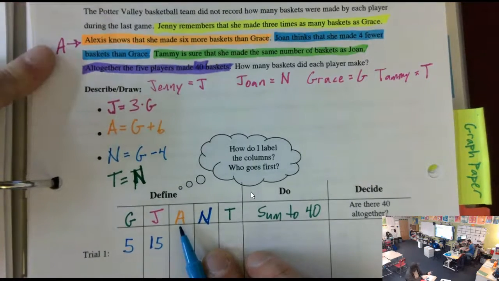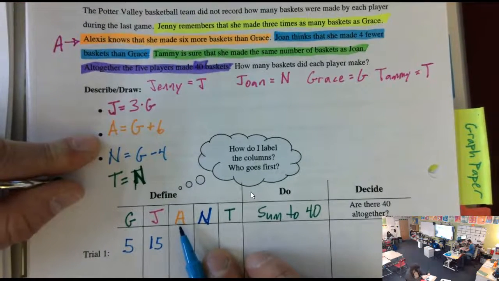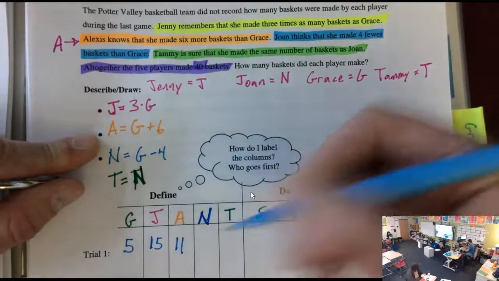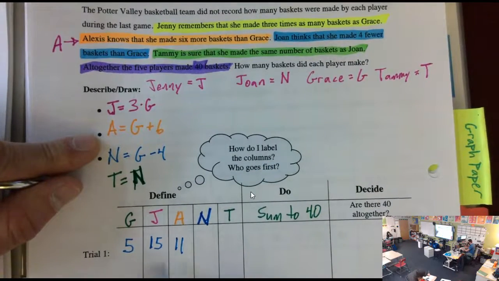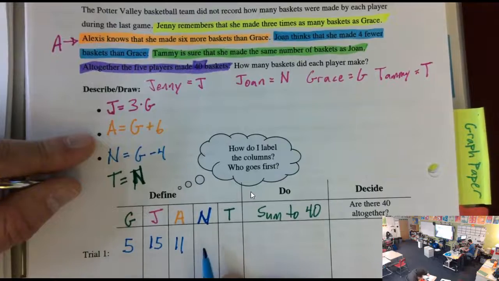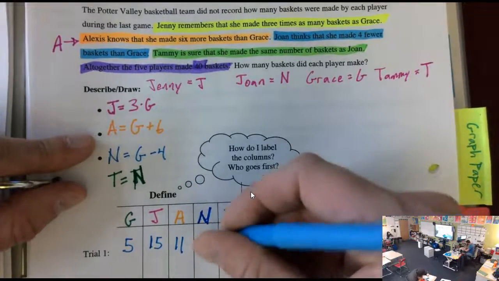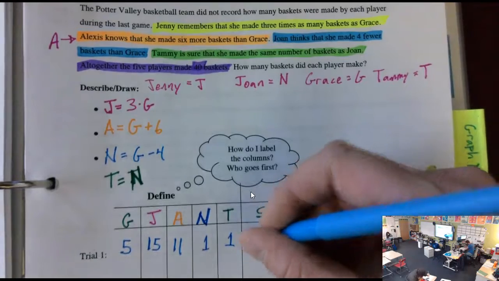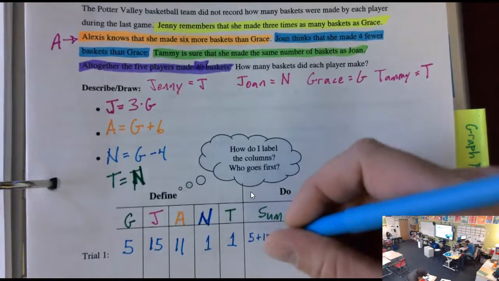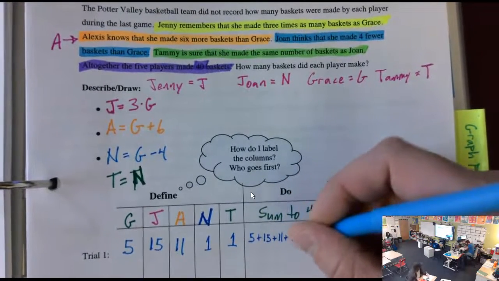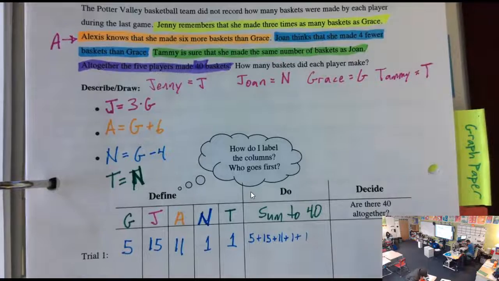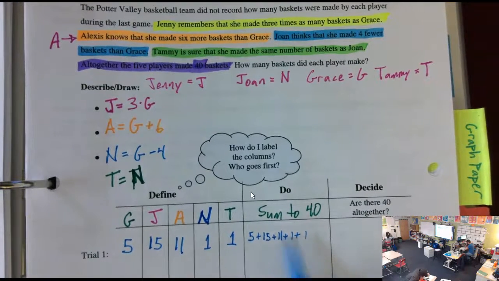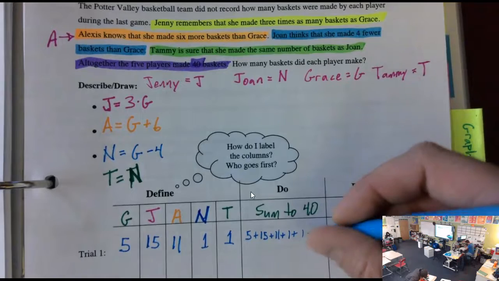Alexis, Grace plus 6, 11. And you can still be doing your own guesses, like especially if you already did 5. Joan is then 1. Tammy is then 1. Has anyone done this one yet? Does this work out? You haven't done it, or it doesn't work out? 26, 27, 28, 33. We're too low.